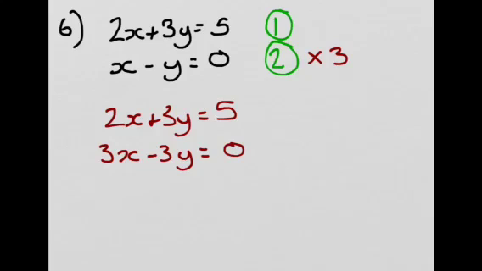I then look at the signs in front of my y. I have plus 3y and minus 3y, and to eliminate them, I add. Okay, when the signs are different, I add. So 3y plus minus 3y is going to disappear. 2x plus 3x gives me 5x. So 5x is equal to 5.